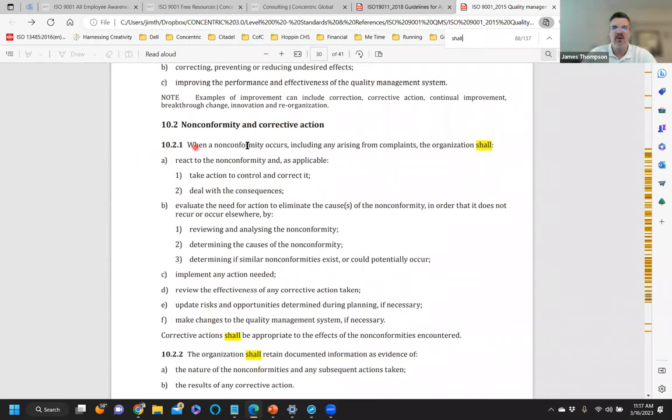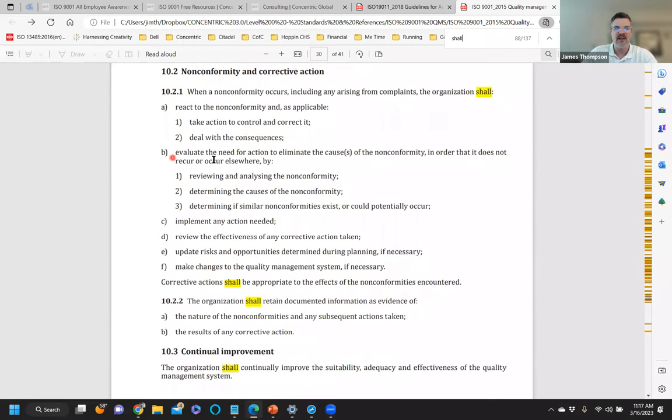So it's really saying when a non-conformity occurs, including customer complaints, you need to react short-term, take action to control, maybe quarantine, and correct the immediate issue, and then deal with the consequences. It might be a recall, it might be exchanging bad product for good product and giving the customer a credit on their bill.